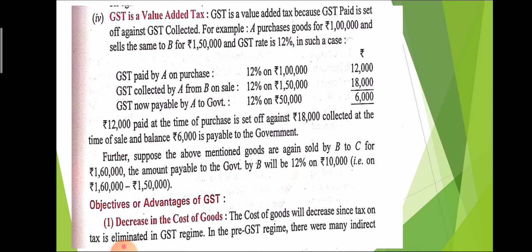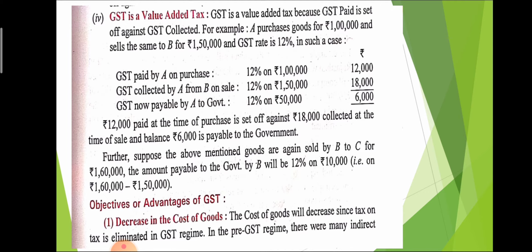One transaction is purchase and the other transaction is sale. So at the time of purchase, we will have to calculate GST paid, and at the time of sale, we will have to calculate GST collected. The amount of GST paid is 12% of 1 lakh, that is 12,000. The sale amount is 1,50,000, and 12% of 1,50,000 is 18,000. That is GST collected.